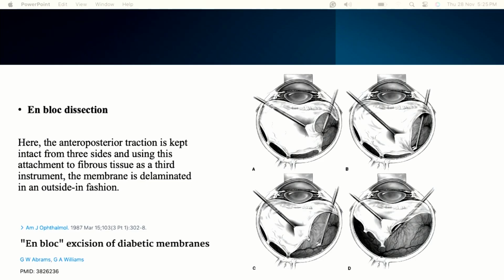So en bloc dissection was described by Abrams in 1987. In this, the anterior-posterior traction is not relieved completely. Here the anterior-posterior traction is kept intact from three sides. Only from one side it is removed, and from the other three sides it is used as a third instrument, and the membrane is delaminated in an outside-in fashion. But the disadvantage is that there is an increased risk of iatrogenic peripheral breaks, caused by traction at the vitreous base, because the anterior-posterior traction has not been relieved.